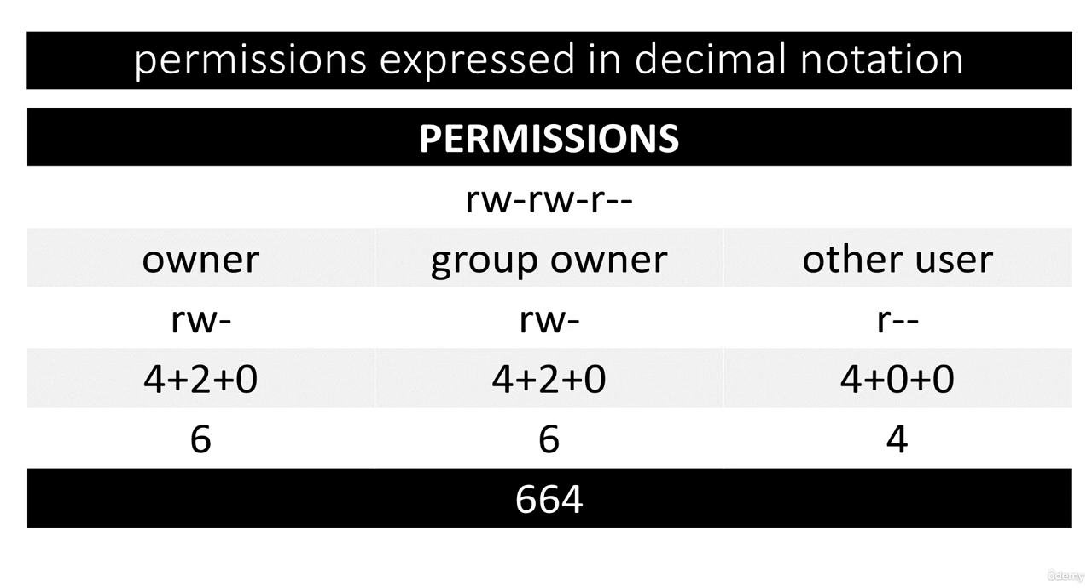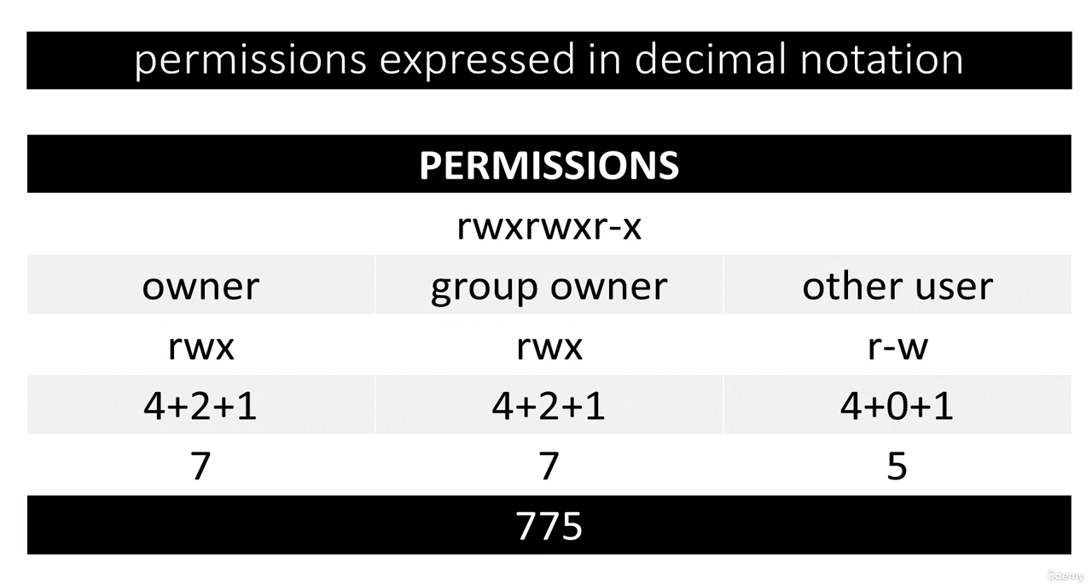The owner can read-write, the group can read-write, and the other users can read. You add the permission values together. So RW would be 4 plus 2 plus 0. R would be 4 plus 0 plus 0. So you end up with 664.